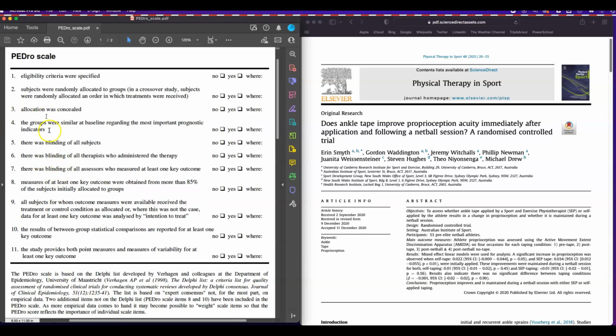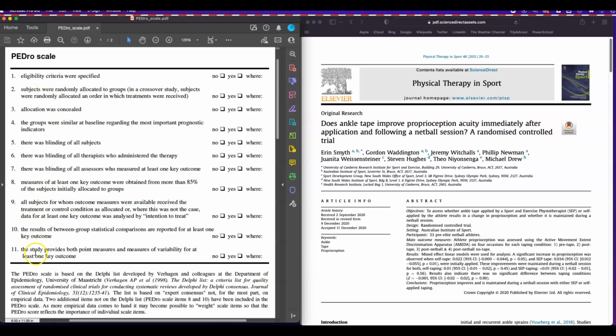As you can see on the left-hand side of the screen, this is the PEDro scale and all 11 of the criteria that are used to score or grade your randomized control trial. And interestingly enough, even though there are 11 criteria, the PEDro scale is only scored out of 10. So let me walk you through that, because most often it's very counterintuitive for students.